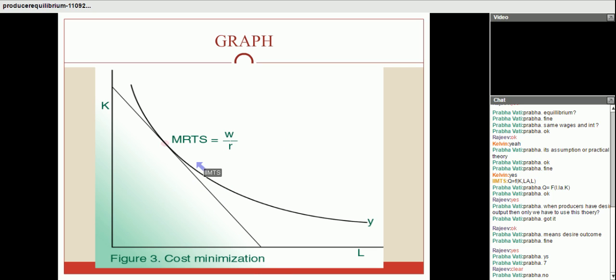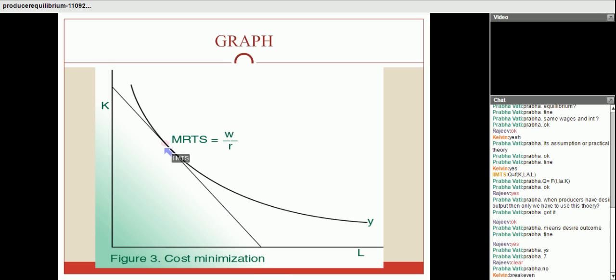So look, this is a graph which shows us the producer's equilibrium. This is the isoquant and this is the isocost line. This is the curve, this is the line. So at this point the producer is in equilibrium at the pink point, because it is the point at which the two things are touching each other, the curve and the line, and the marginal rate of technical substitution at this point is W upon R.